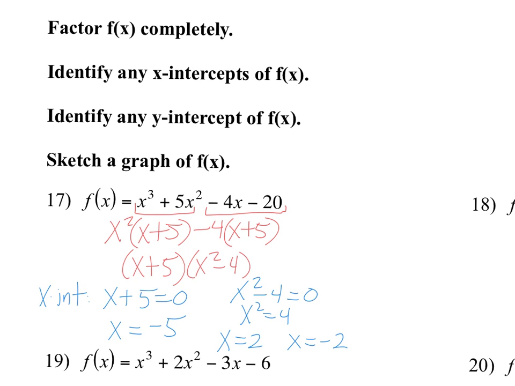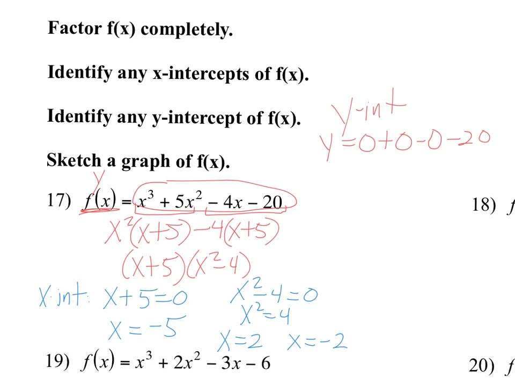For the y-intercept, I need to plug in 0 for x. And I can do that just in the equation they give me or in my factored form. It's a little bit easier to do it in the equation that I'm given than having to rewrite this. Please remember that f of x just means y. So y equals 0 plus 0 minus 0 minus 20. We've got a y-intercept of negative 20.